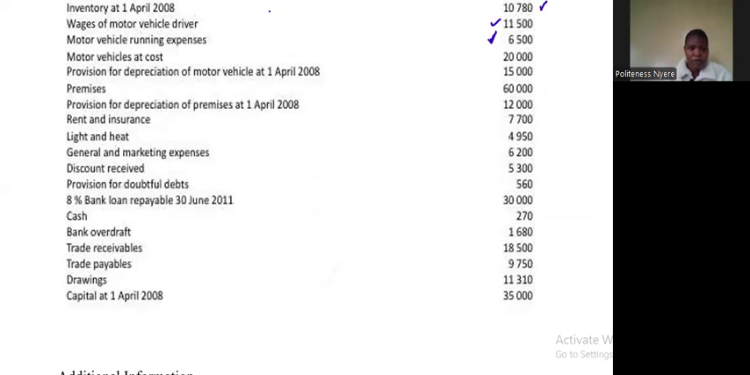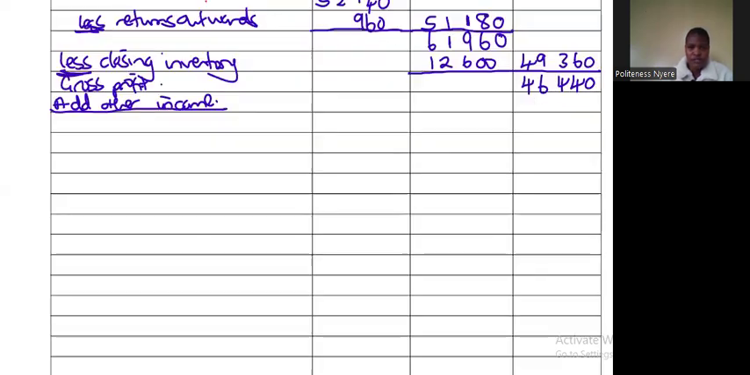If we have discount received here, what is the amount? Is it this one? Our discount received, if you look at it, is 5,300. So 5,300 discount received. I'm just writing in the second column.